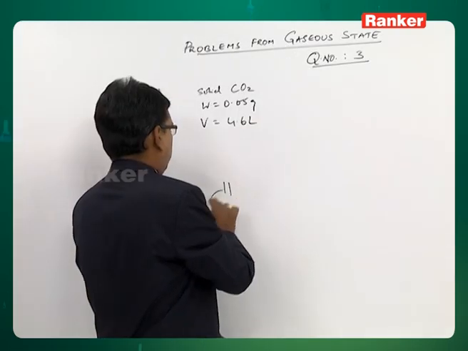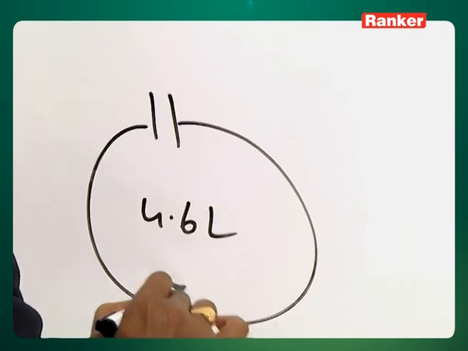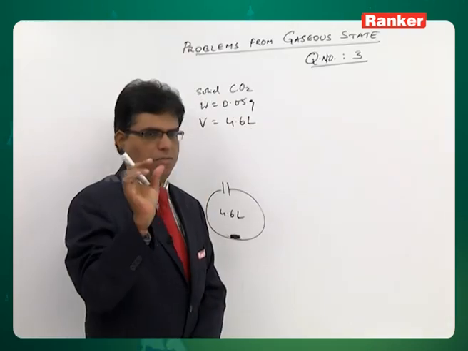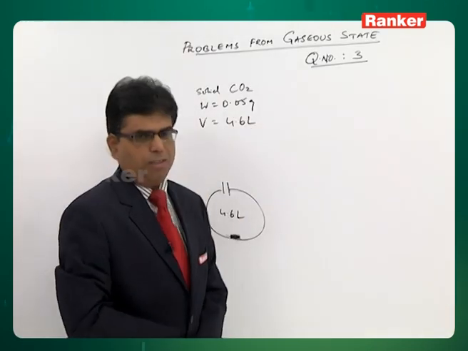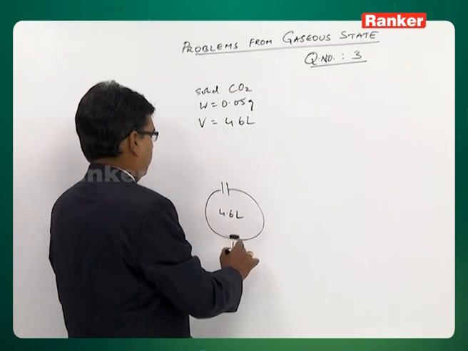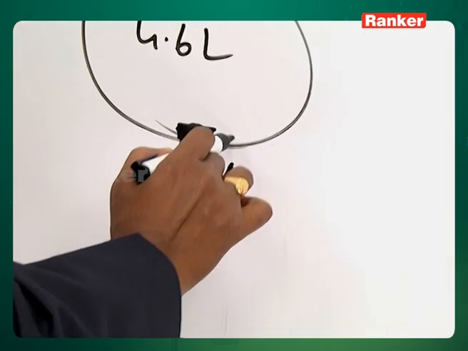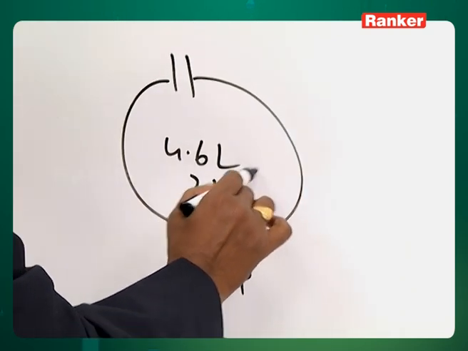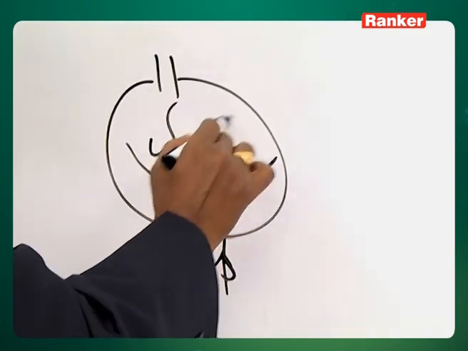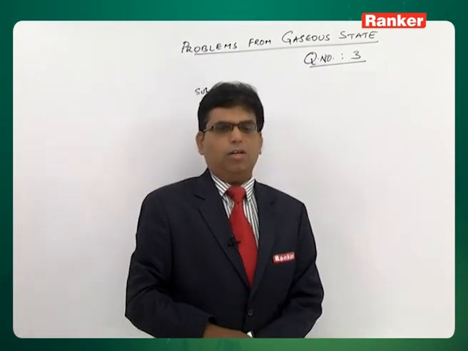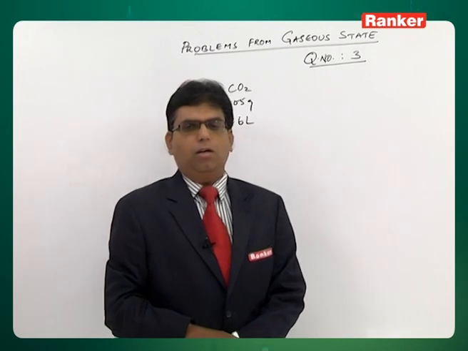So here you have a 4.6 liter vessel, and in this a chunk of dry ice, a piece of dry ice whose weight is 0.05 grams, is kept. Then calculate the pressure inside the vessel after all the dry ice has been converted into carbon dioxide. On heating, all this is converted; carbon dioxide is converted into vapors. So this vessel will now have all carbon dioxide, V is equal to 4.6.